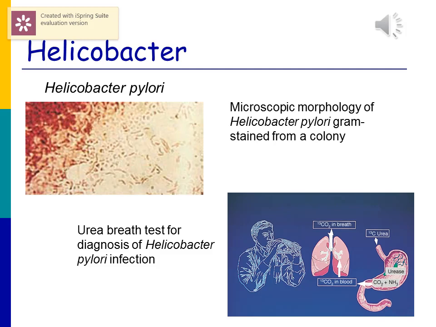So Helicobacter pylori, remember, it's a gram-negative, can be curved rod, and you can do the breath test to check for ammonia due to that urease production.